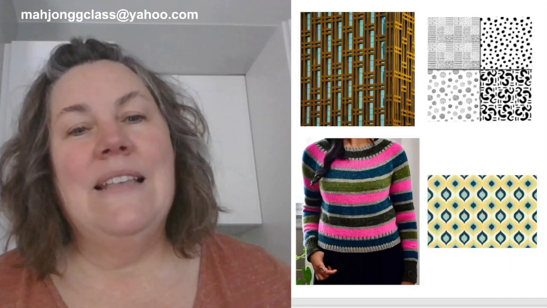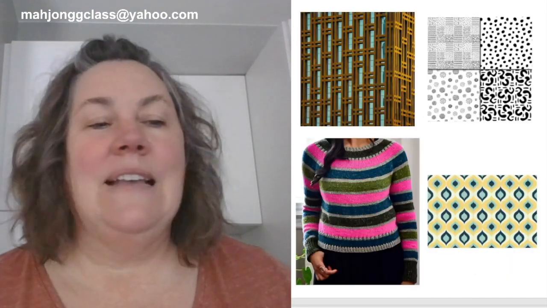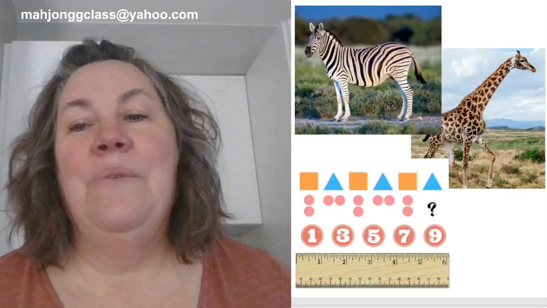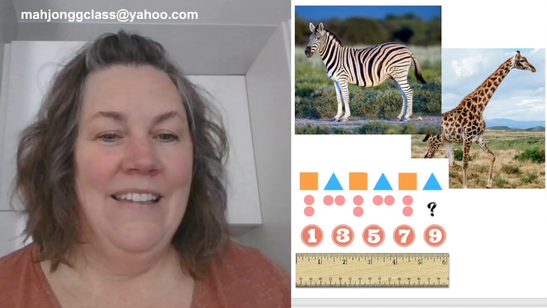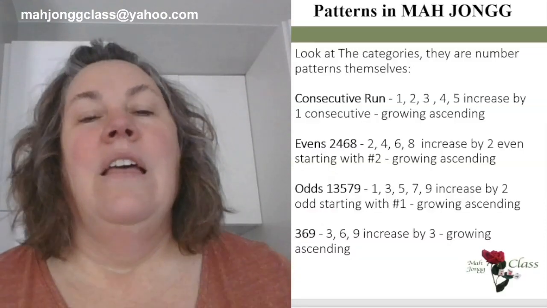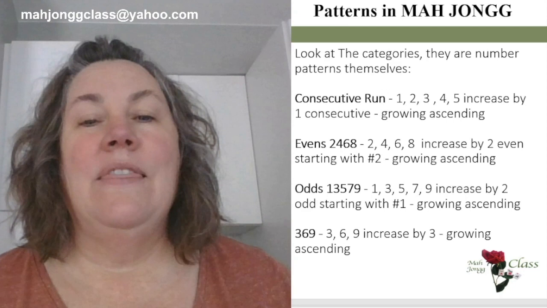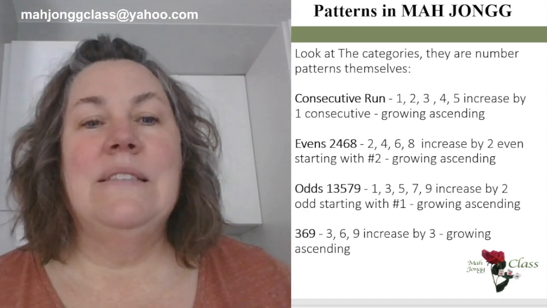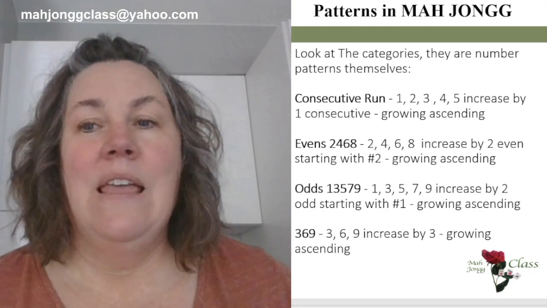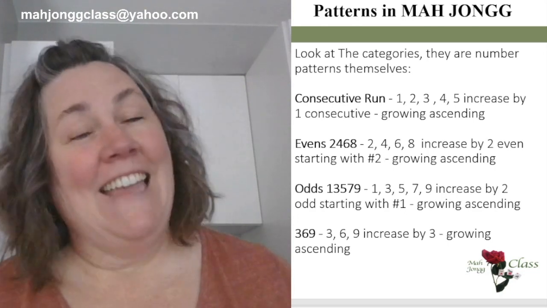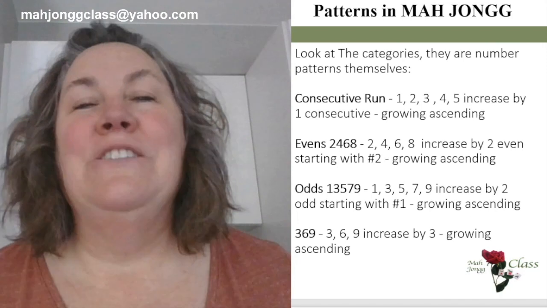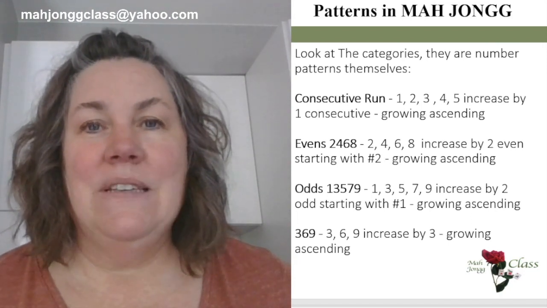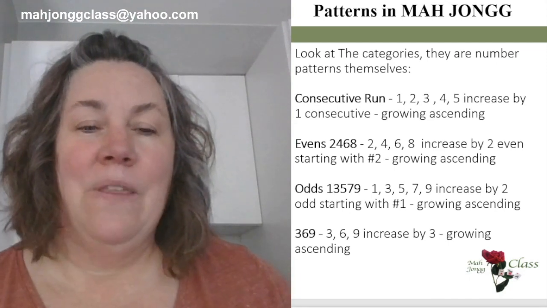Patterns are all around us. Buildings have patterns, textiles, animals, and math. We have patterns in Mahjong. Patterns in Mahjong at the simple level are based on the categories. The categories have patterns. The best way to learn patterns is to get out your Mahjong card and your tiles, and we're going to use as visual aids some helpers to learn these types of patterns on the card.